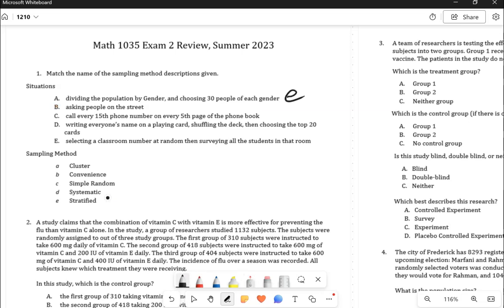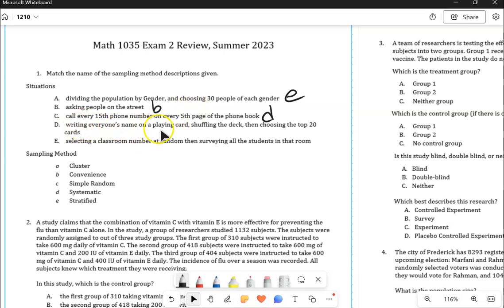Asking people on the street, very convenient. This is convenient sampling. Calling every 15th phone number on every 5th page of a certain phone book, that would be a systematic. That's when we ask computers to do work for us. Then we have to tell them instructions, and that's the type of instruction we would give them.